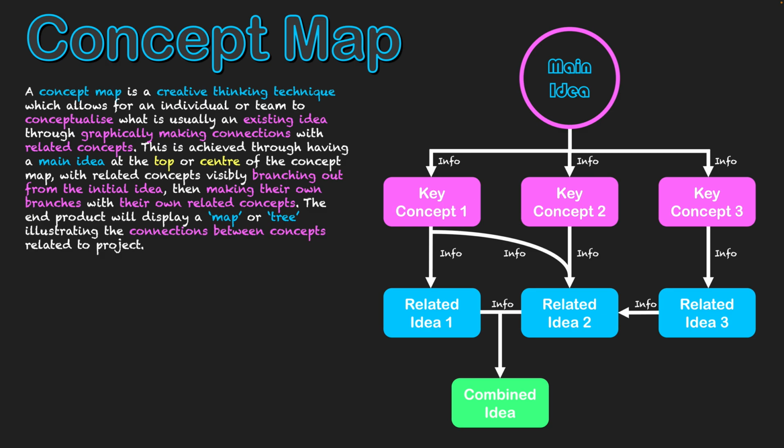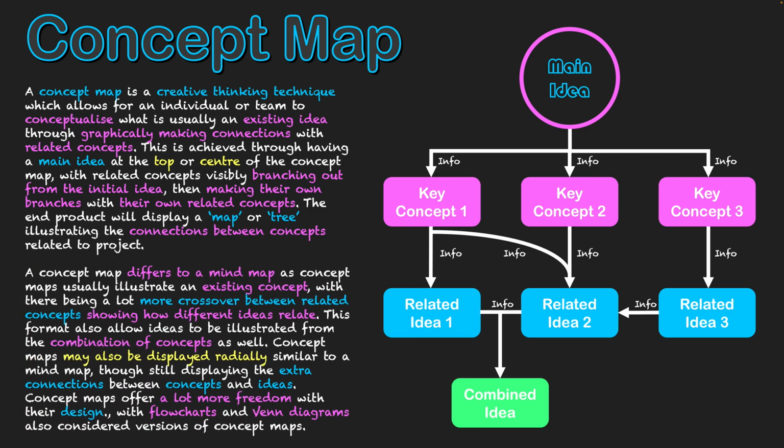All right, so following on from that, a concept map differs from a mind map as concept maps usually illustrate an existing concept, with a lot more crossover between these related concepts, showing how the different ideas relate in our sub-concepts, our related ideas in our key concepts, or related to that main idea. Concept maps may also be displayed radially, as we said, like a mind map, but they have these extra connections going between the different branches. They're not on those fixed paths.